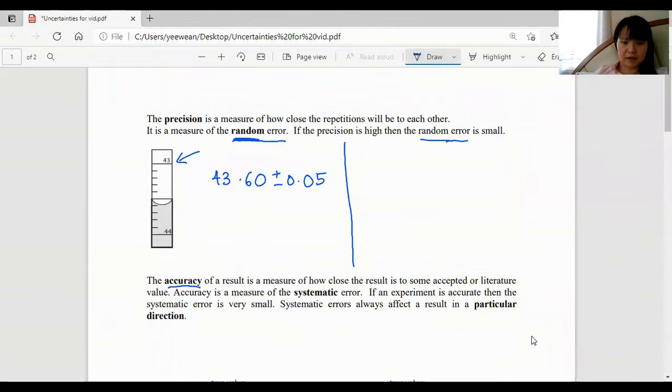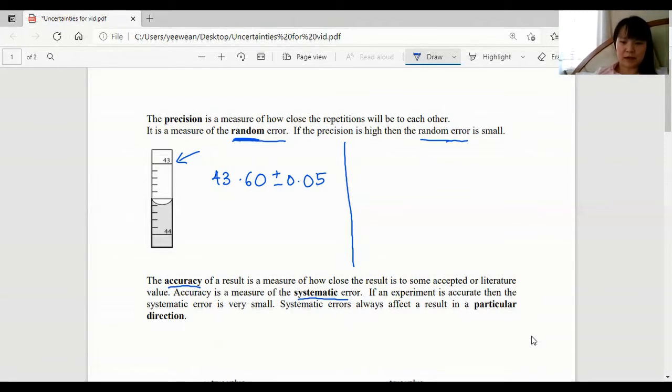Accuracy. Accuracy is how close our results are to the accepted results, or to the literature value. So if it's very close to the actual result, then it's very accurate. But if it's far, then it's not accurate. It might have been precise, but it might not be accurate. So accuracy is a measurement of the systematic error. If an experiment is accurate, then the systematic error will be very small. If we want to reduce systematic error, we might need to change the experimental method.